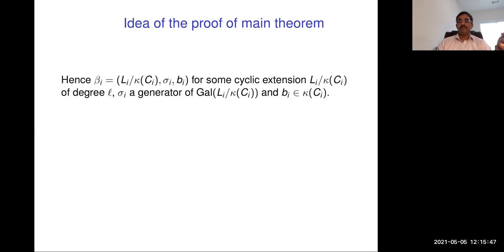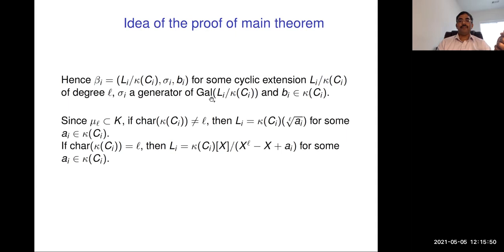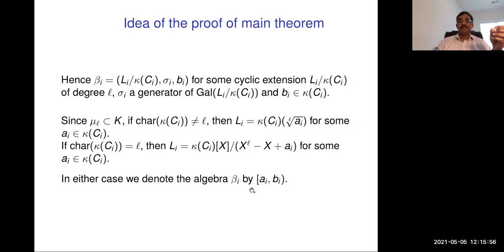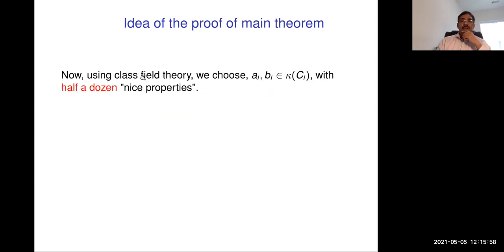So first look at this a_i, b_i, which are given in kappa(C_i). So there are elements in kappa(C_i). Now using class field theory, we choose a_i, b_i. These a_i, b_i are not uniquely defined, because we are looking at the algebra beta_i, so we have plenty of choices to make this a_i, b_i. So using class field theory, we choose this a_i, b_i with some half a dozen nice properties. I'm not going to list them right now.